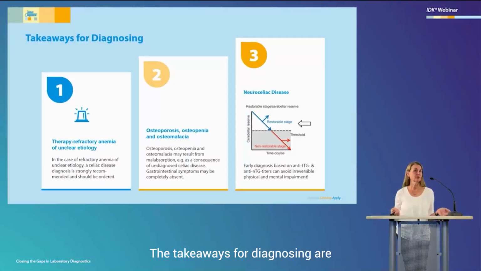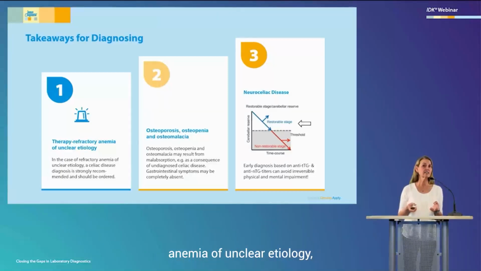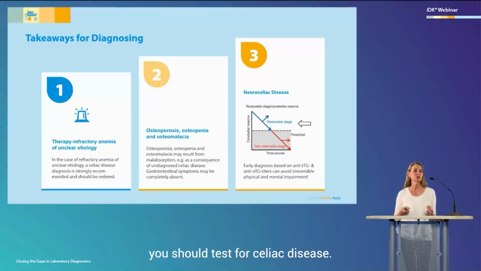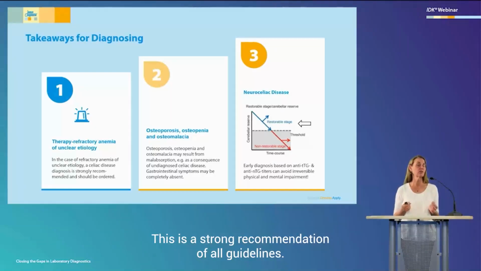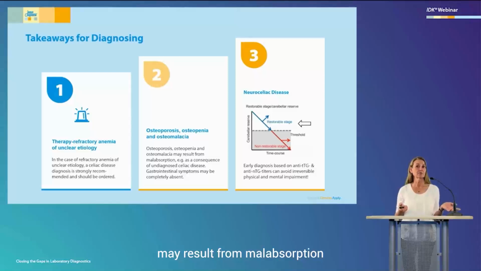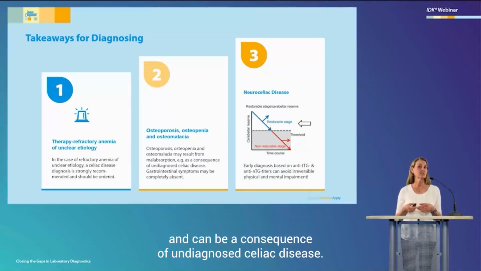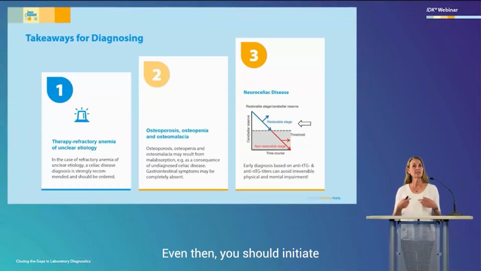The takeaways for diagnosing are that if there is a therapy-refractory anemia of unclear etiology, you should test for celiac disease. This is a strong recommendation of all guidelines. The next is osteoporosis, osteopenia, and osteomalacia, which may result from malabsorption and can be a consequence of undiagnosed celiac disease. Even then, you should initiate celiac disease diagnostics.